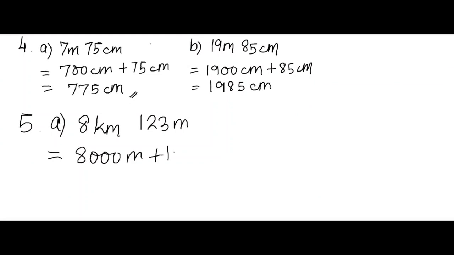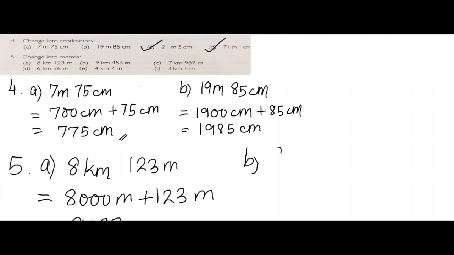Then you have to add the rest of the number which is in meters, plus 123 meters. So it will be 8123 meters, right? Now let us do number B, children. The question is 9 kilometer 456 meter. 9 kilometer 456 meter.